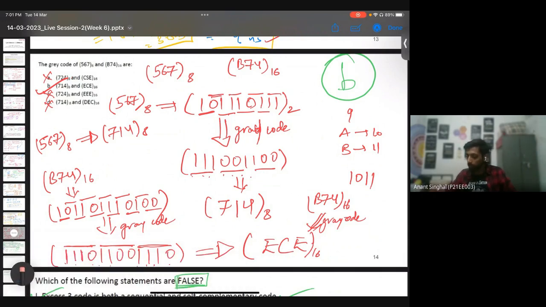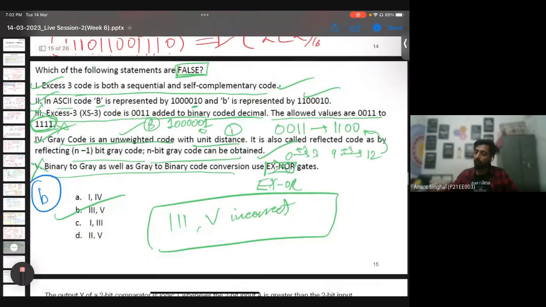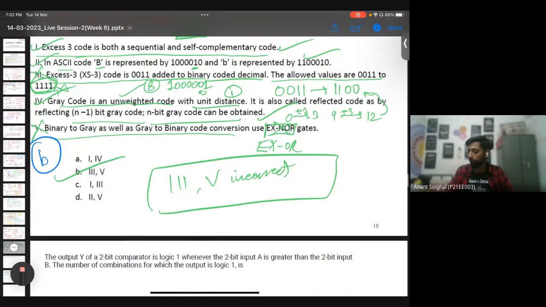The gray code of this was 714, and the gray code of this hexadecimal was ECE. So option B was the correct answer to this question. And then the last that we covered was again a true-false type question, and we found that statements 3 and 5 are incorrect. So option B will be the correct option, since it is asked which of the following statements are false.